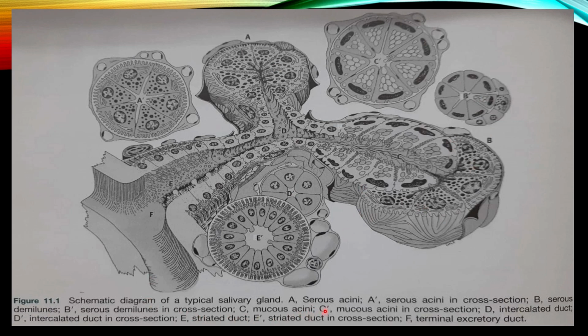Then come the mucous acini, the C, and the demilunes are above the mucous acini. Then the intercalated duct, D, the striated duct, and the terminal excretory duct or main duct, this one. These are the cross sections. We'll be studying all of these in detail.